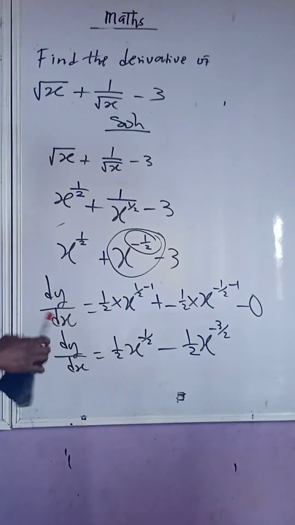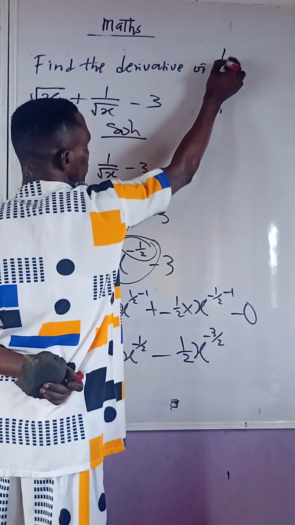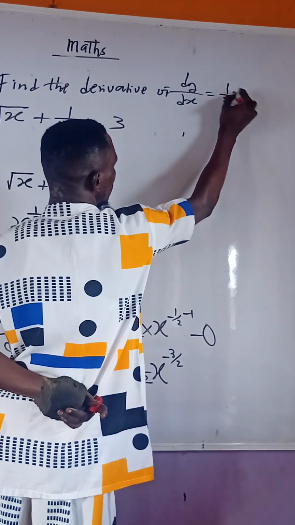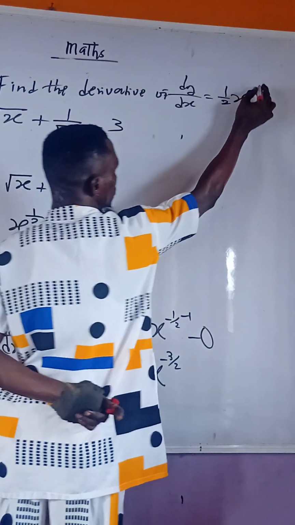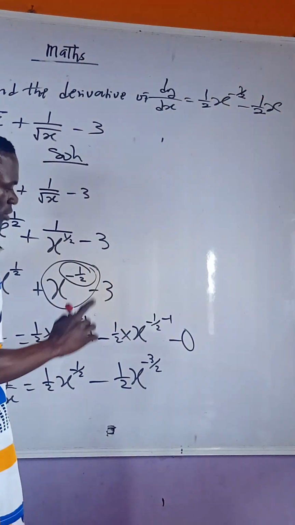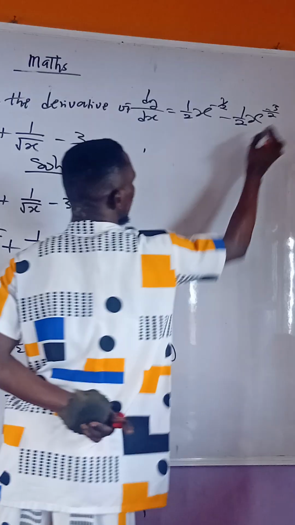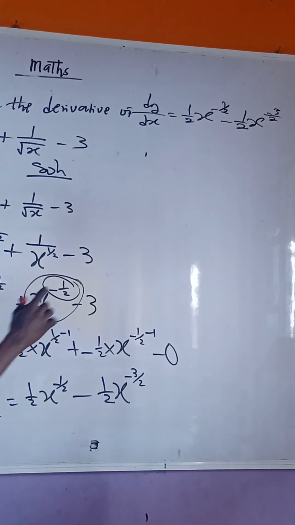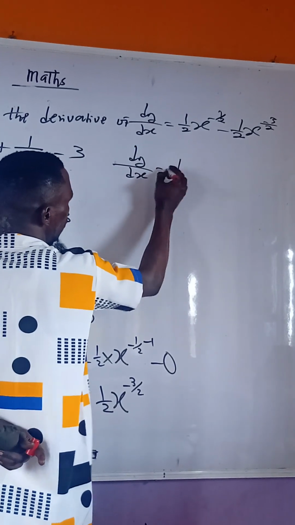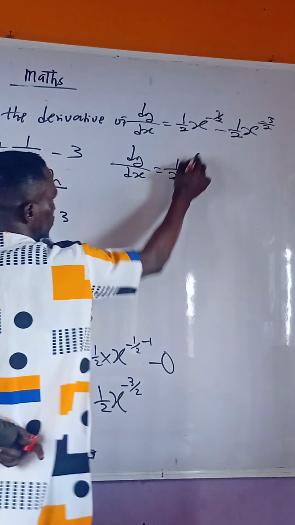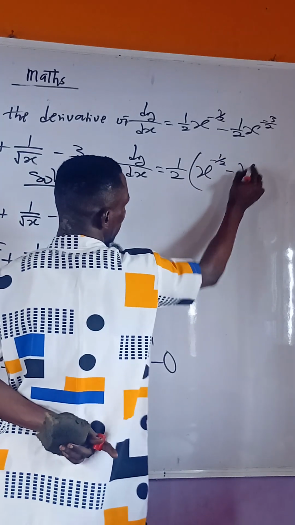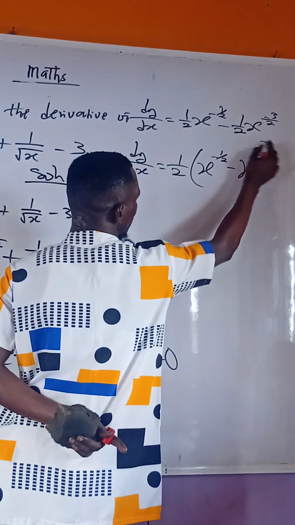So the next procedure is to take common factors. Now we have dy over dx equals 1 over 2 x raised to the power of minus 1 over 2, then minus 1 over 2 x to the power of minus 3 over 2. Now what do we have in common there? We have 1 over 2 as a common factor. So dy over dx equals 1 over 2, take it out, then bracket x to the power of minus 1 over 2 minus x to the power of minus 3 over 2.